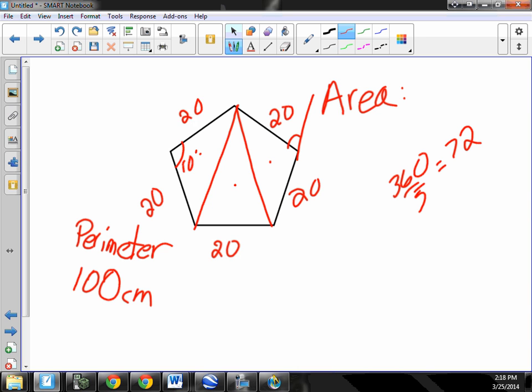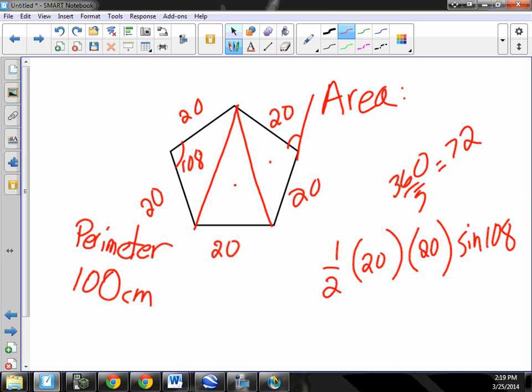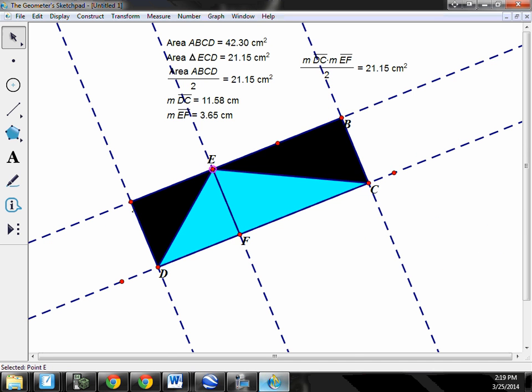So this is 108. So let's see if 1/2 times 20 times 20 times the sine of 108, and what do we need to do to that? We need to triple it. That's assuming that these three triangles are the same size, which I'm not sure they are. We'll find out in a minute. Okay, let's look at this a different way.